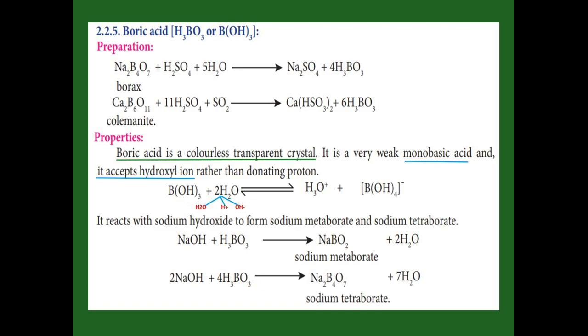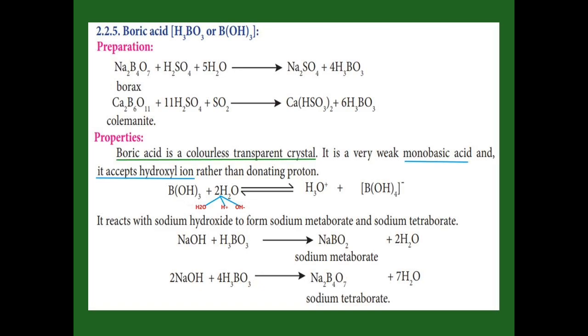Then we can prepare boric acid from colemanite ore. Formula Ca2B6O11 along with 11 moles of sulfuric acid and then sulfur dioxide gas gives calcium bisulfite plus 6 moles of boric acid. Boric acid is a colorless transparent crystal.